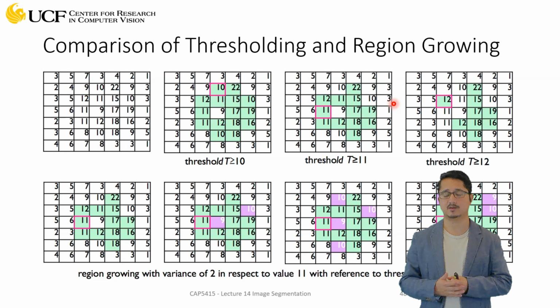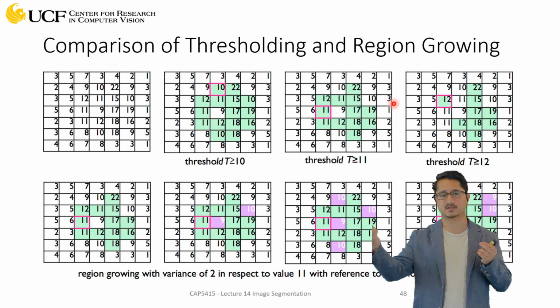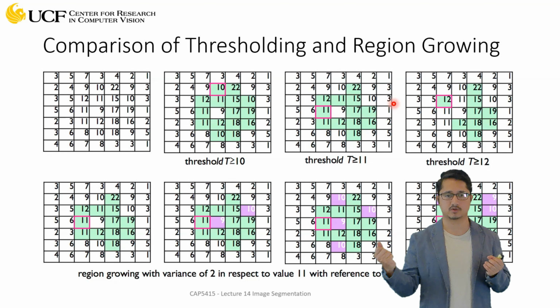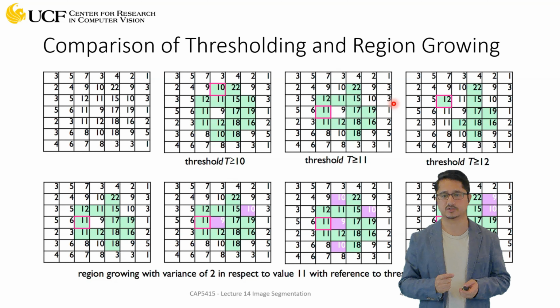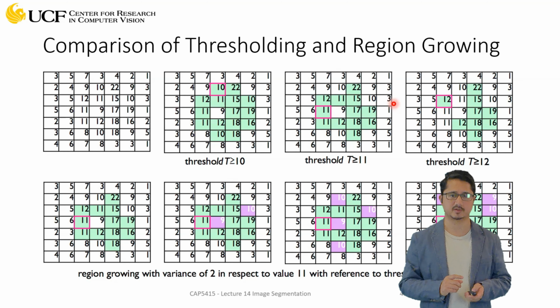In thresholding, it might happen that pixels which are far apart in the image might be considered as foreground or background, but that will not happen in region growing, and that's one of the biggest differences between these two algorithms.